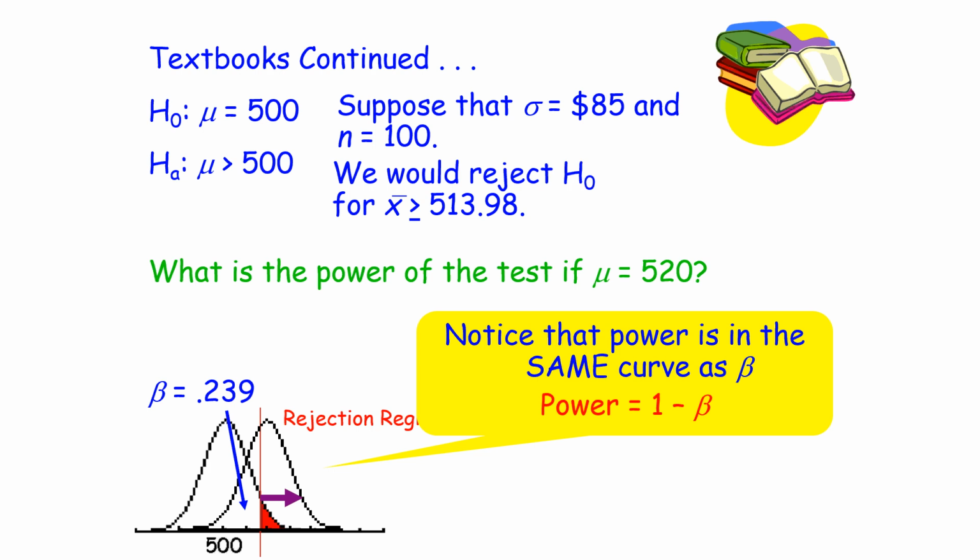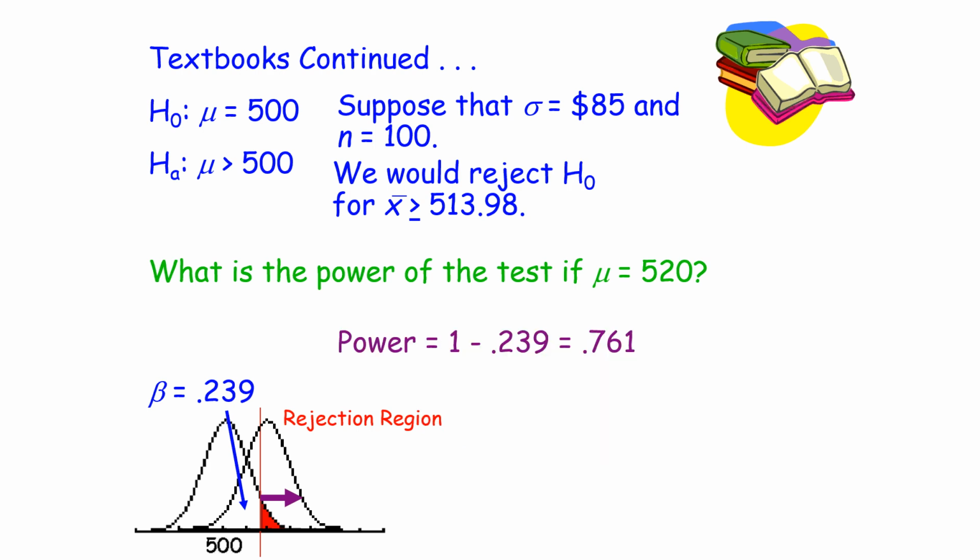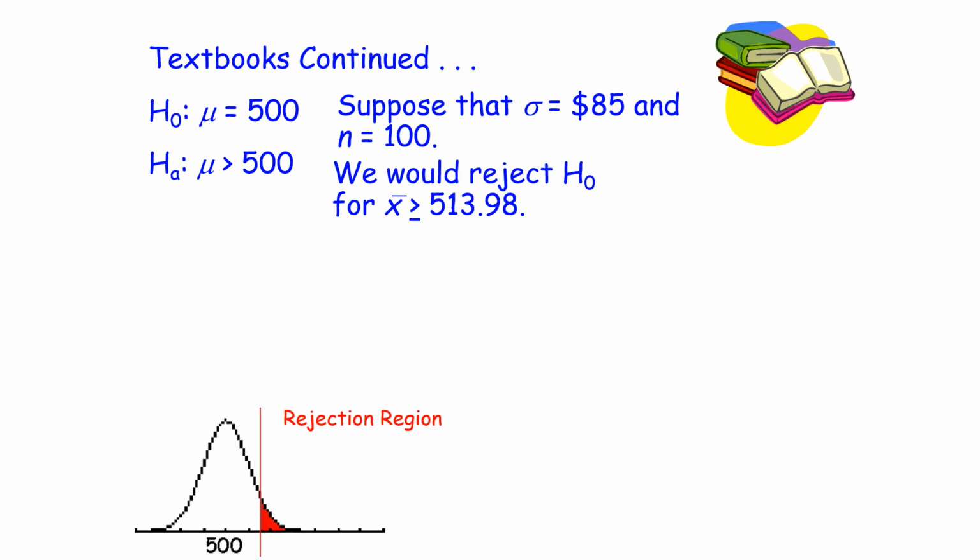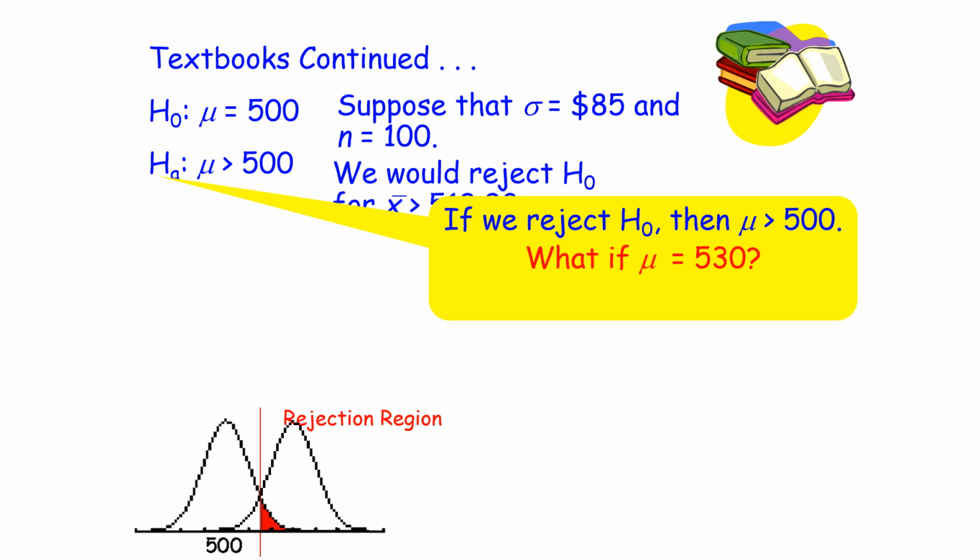Again, notice that power is in the same curve as beta. So our power equals 1 minus beta. So here we'll have our power is 1 minus 0.239, which is 0.761. So if we reject our null hypothesis, then mu is greater than 500. So what if mu equals 530?